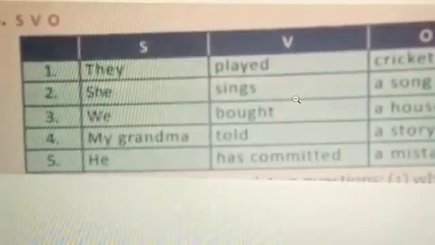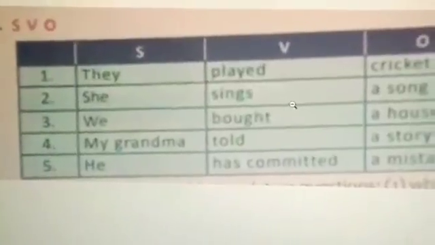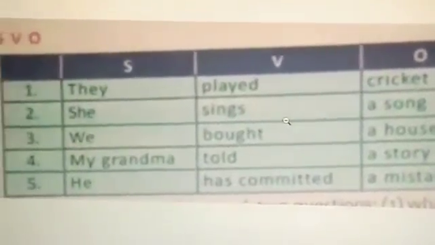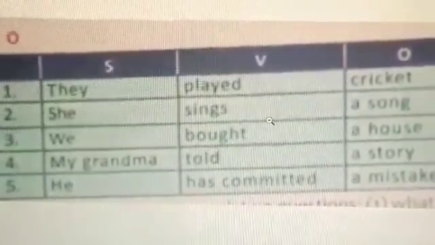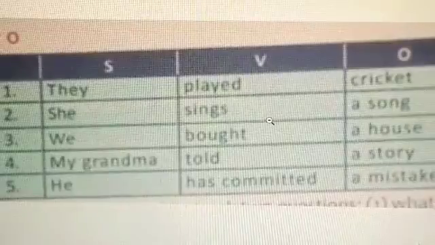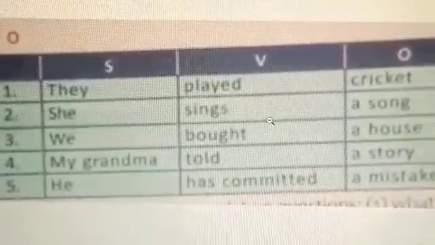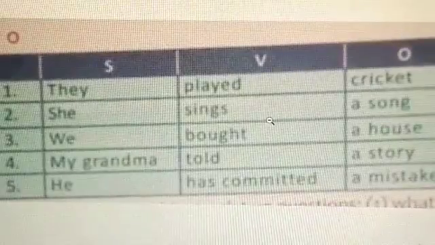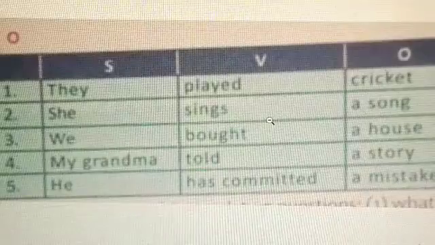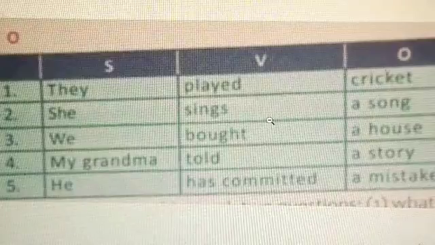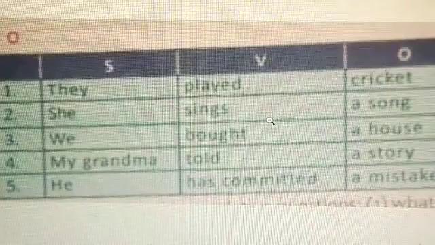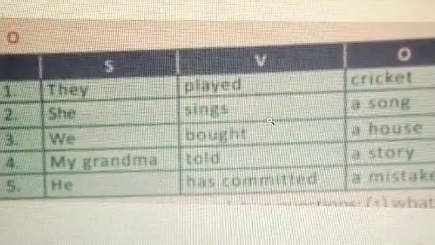Now moving on to the third basic pattern, that is SVO. So they played cricket. Subject, verb, object. Second one, she sings a song. So subject, verb, object, a song. Third one, we bought a house. Subject, verb, object. Fourth one, my grandma told a story. So you ask the question what, you get the answer. What or who, then only it is object. Fifth one, he has committed a mistake. So he subject, has committed verb, a mistake.